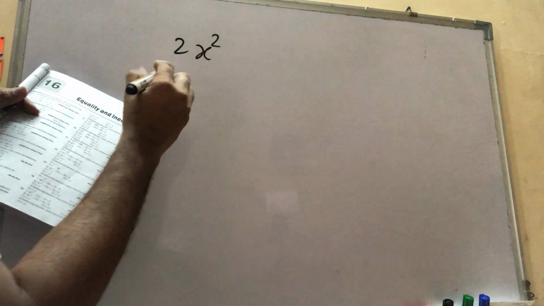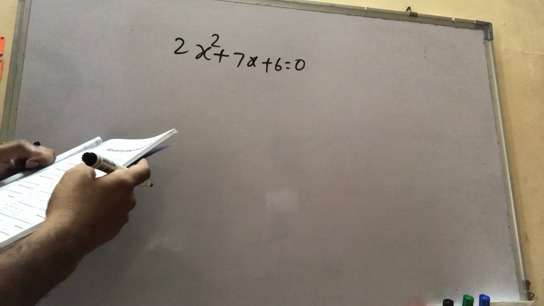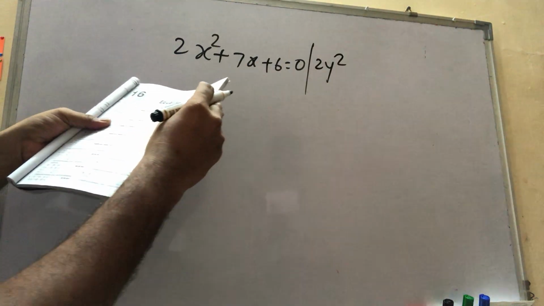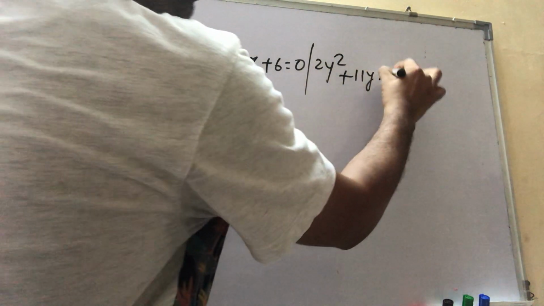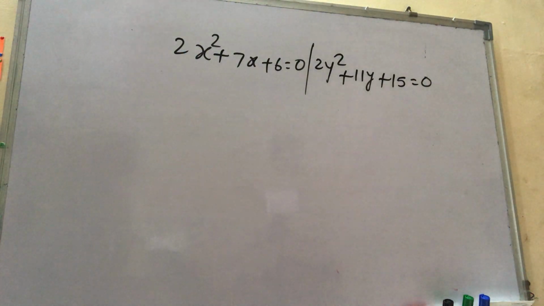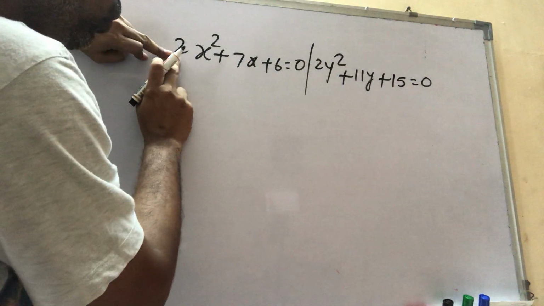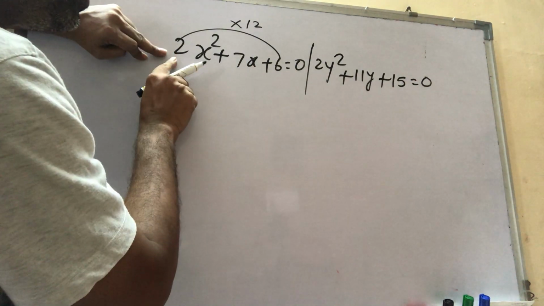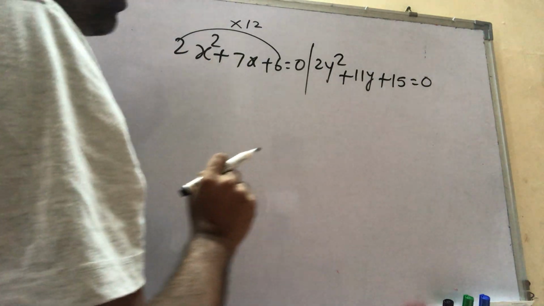2x square plus 7x plus 6 is equal to 0. And the other problem is 2y square plus 11y plus 15 is equal to 0. Now look at here what we have to do. See, the last number is 6 and the first number is 2. So when you multiply 6 and 2 it will become 12. So 6 2s are 12 and the addition of those two factors should be 7. So what are those factors?